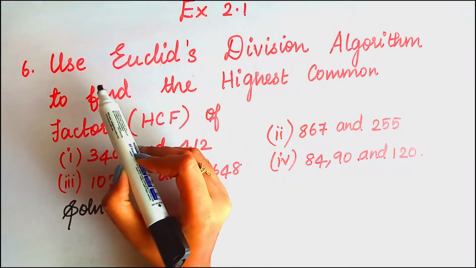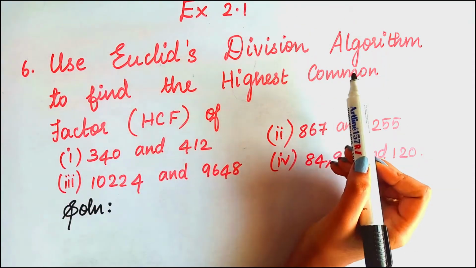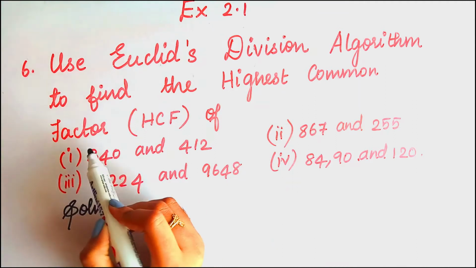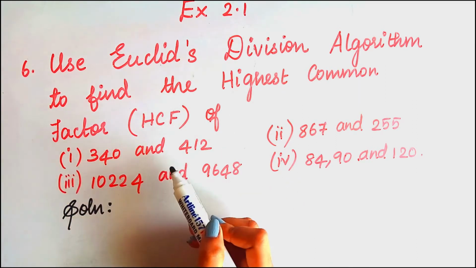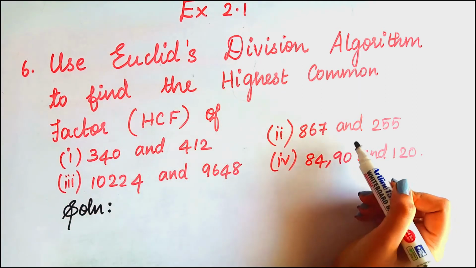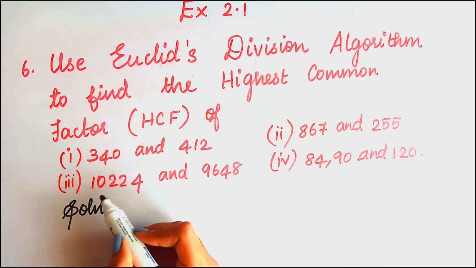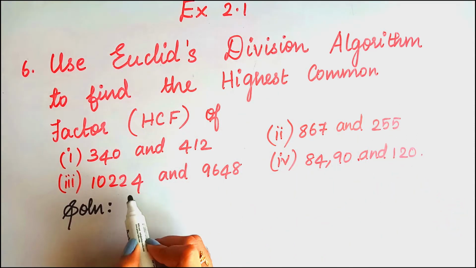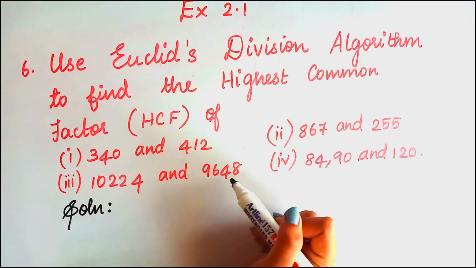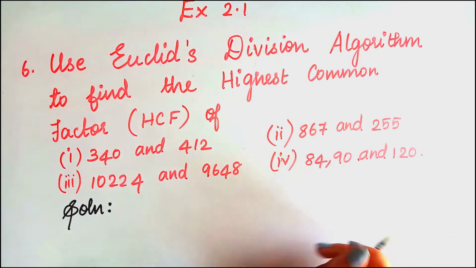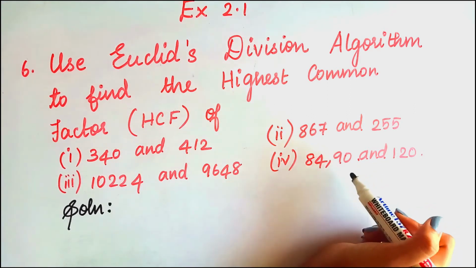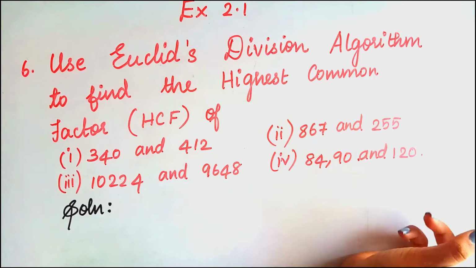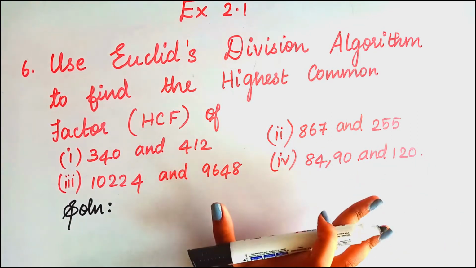Sixth sum. Use Euclid's division algorithm to find the highest common factor of 340 and 412, 867 and 255, 10,224 and 9,648, and similarly they have given 8,490 and 120. So we have to find these four sub-divisions.